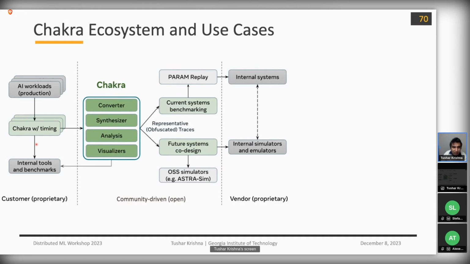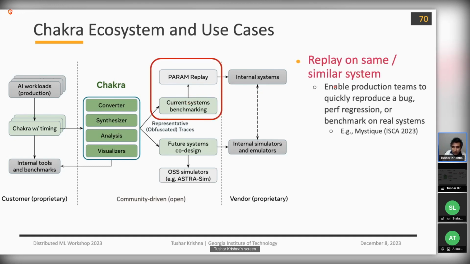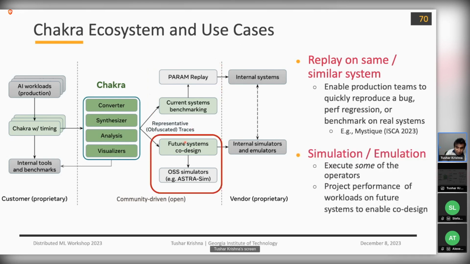This is all proprietary. Different companies can do this for their own use cases. And then we start building a more open, community-driven infrastructure for analyzing the traces, synthesizing the traces, and visualizing them. And then you can use them either to run or replay them on a current system. So you can essentially allow traces to just get replayed, so you don't have to run the full workload. You just take the trace, replay it, and try to reproduce maybe some bug or identify some internal system challenges. Or you can take this trace and simulate it on a future system using a simulator like AstraSim.